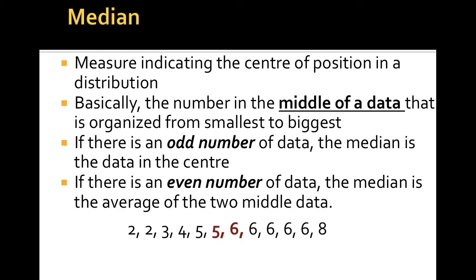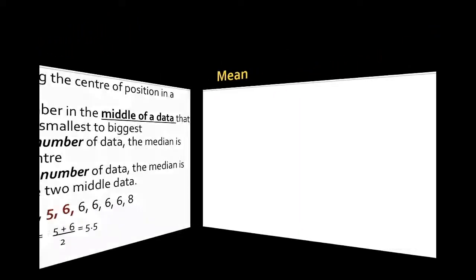So here's an example. I have an even number of data, so I don't really have one exact middle number. I have 2 in the middle, 5 and 6. So what you need to do is find the average. So you do 5 plus 6 divided by 2, which is 5.5. So the median is actually 5.5, which makes sense because it's halfway between 5 and 6.